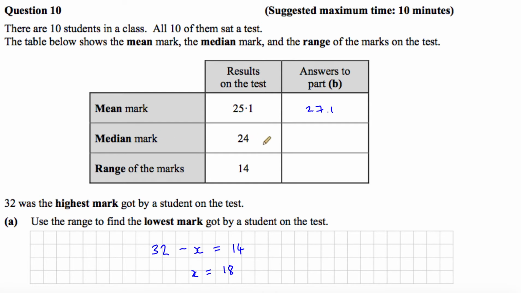The median mark would also be raised by 2 because all the values would be raised by 2. So the median mark would be 26. And the range of the marks would stay the same because if all the values are raised by 2, then the biggest subtract the smallest is still going to be 14. So that would remain 14.